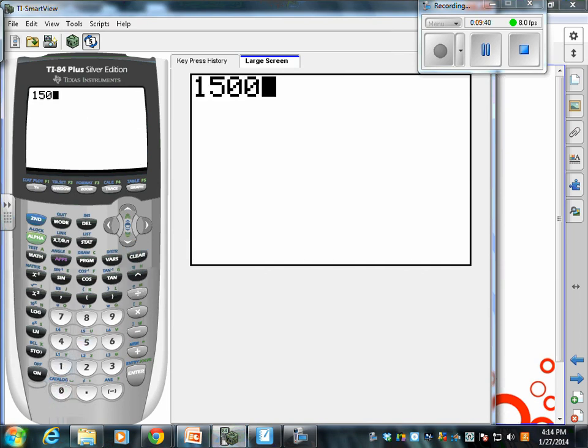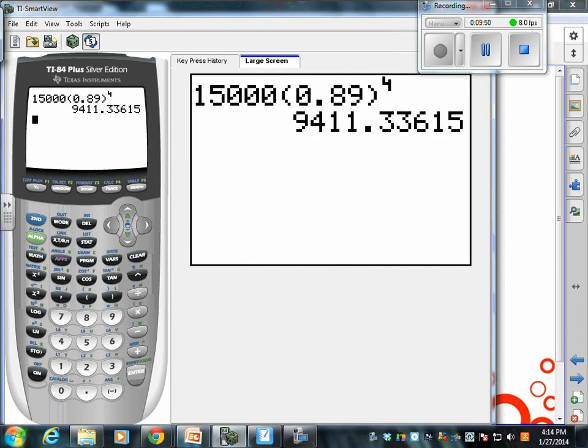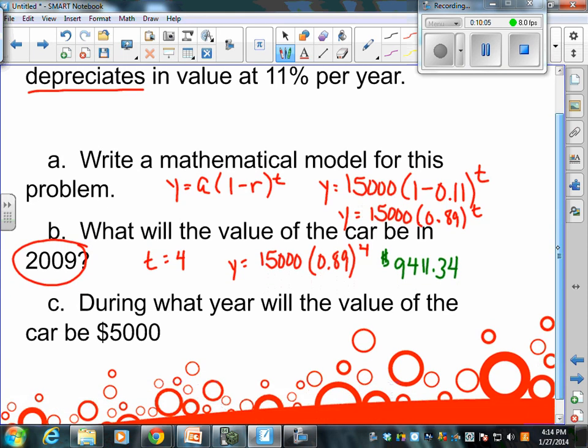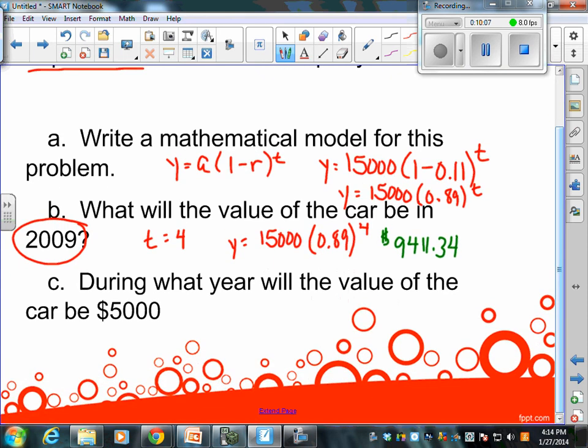So 15,000 times 0.89 to the 4th. And we get that our car has a value now of $9,411.34, rounded to the nearest cent. So $9,411.34.